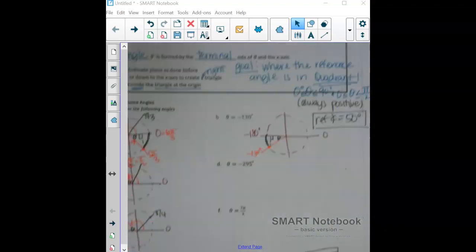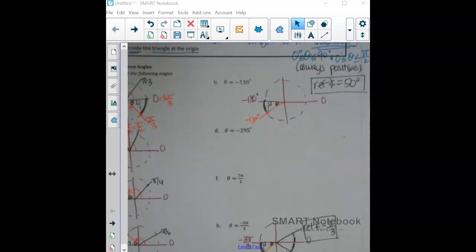Do letters D and F right now. Graph it out and then write out what your answer should be. I would definitely do these in pencil so that if you mess up, you don't have to scratch out your work. Right now, go ahead and do letters D and F.